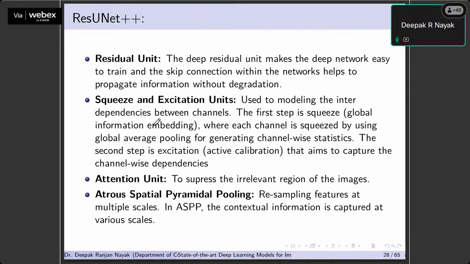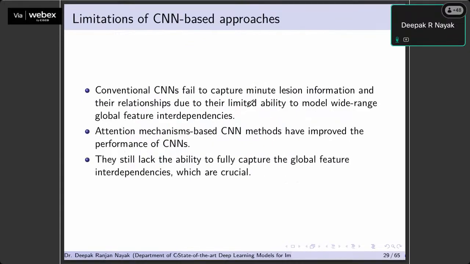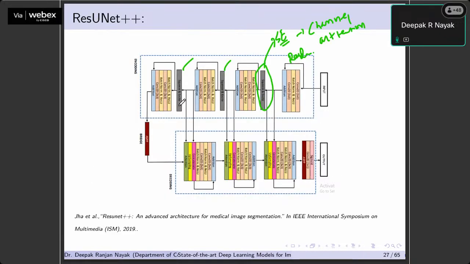We all know that, right? The limitations of the convolutional neural network. Convolution itself is a localized operation. So that means it cannot capture the most important global information, or we can say the global dependencies that are present in the feature map or in the image, right? Although attention has helped the convolutional neural network model to improve performance to some extent, it still cannot capture the global dependencies present inside the image.